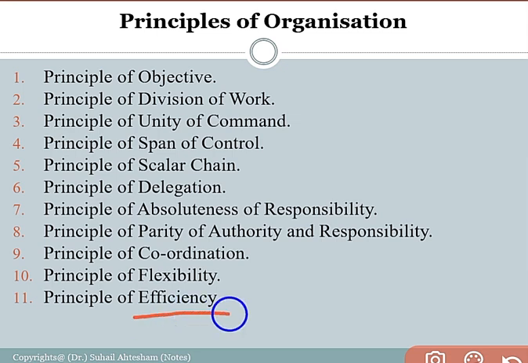Principle of efficiency, right? It is related to accomplishment of organizational objectives and goals at minimum cost. So there must be efficiency in the employees. The employees must be efficient in performing the work in the right manner in the organization, as per the expectation of the management and as per the expectation of their supervisors.